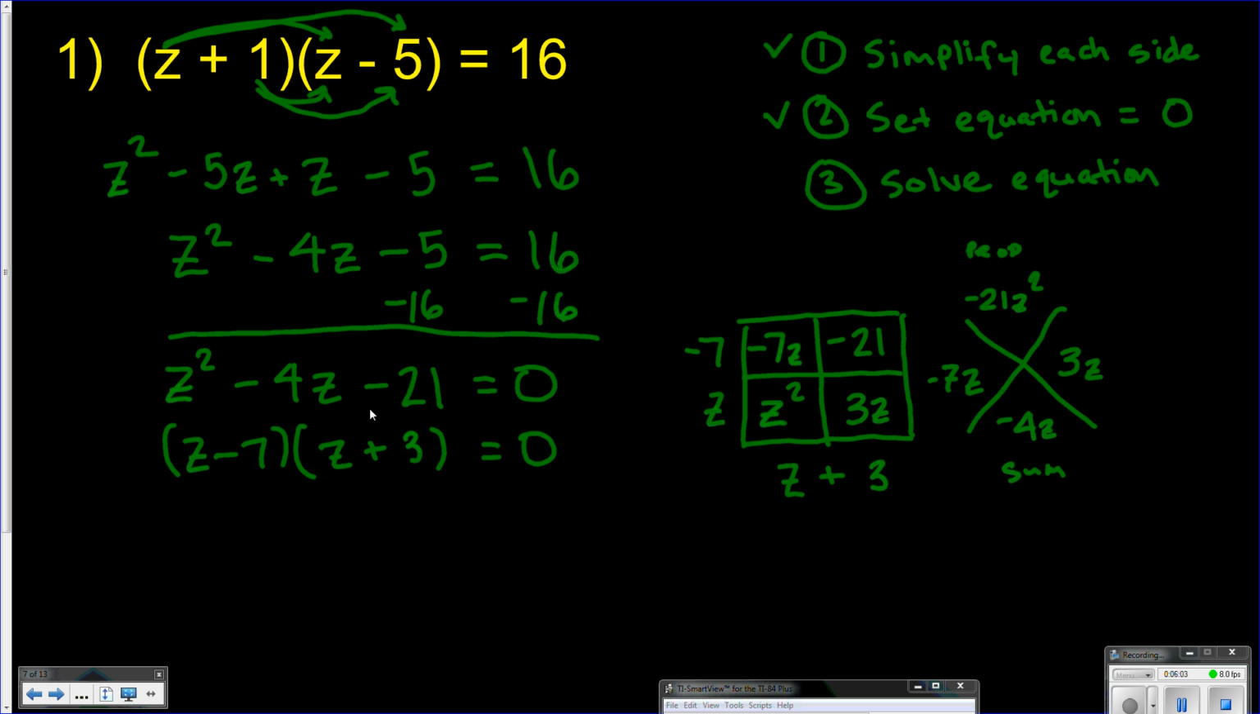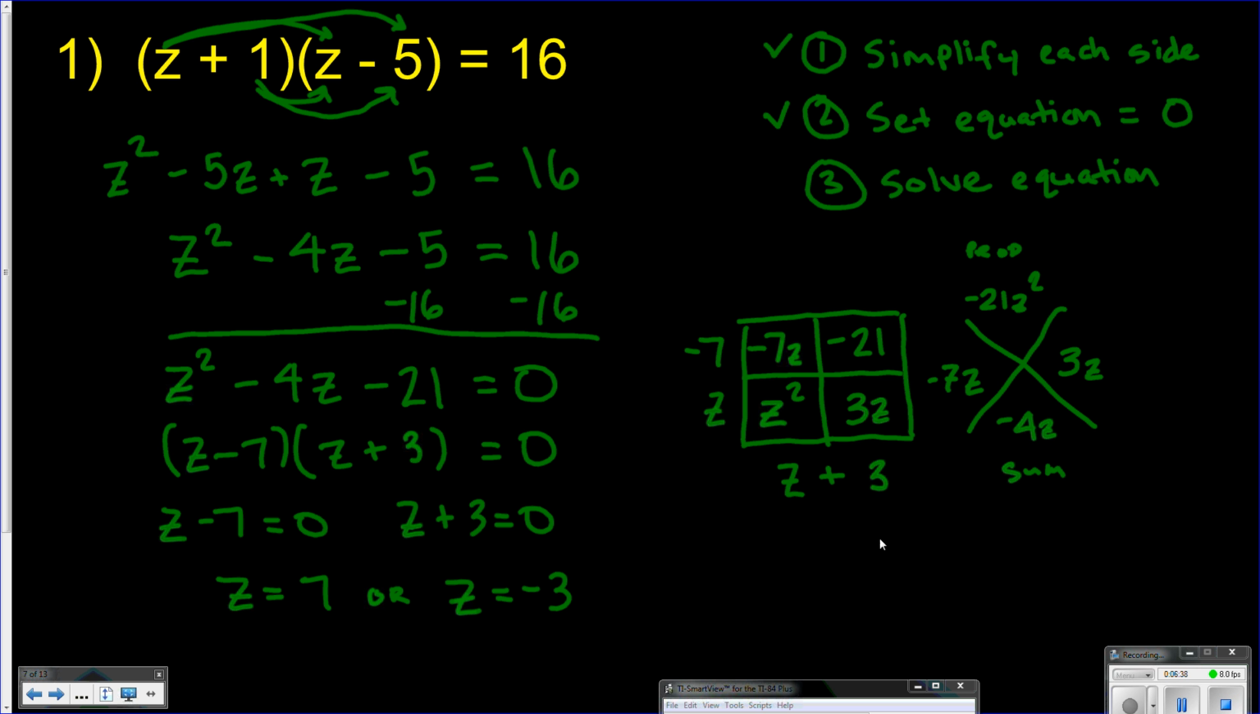Now we're going to use that zero product property. If z minus 7 times z plus 3 equals 0, then one of them is going to have to be a 0. So z minus 7 equals 0, and z plus 3 equals 0. You solve it and you get z equals 7, or z equals negative 3. How could you check those? Well, you could take it and plug them back in there to make sure it makes the original equation true.